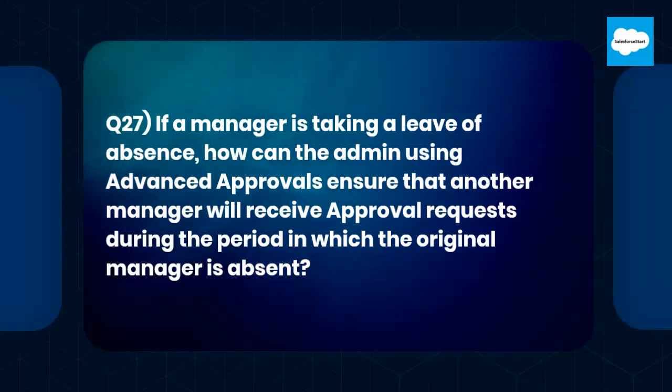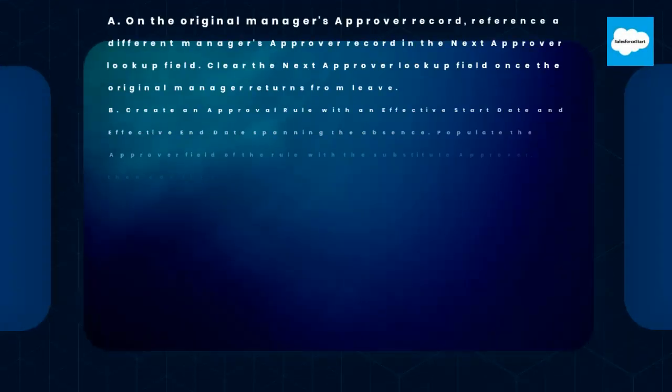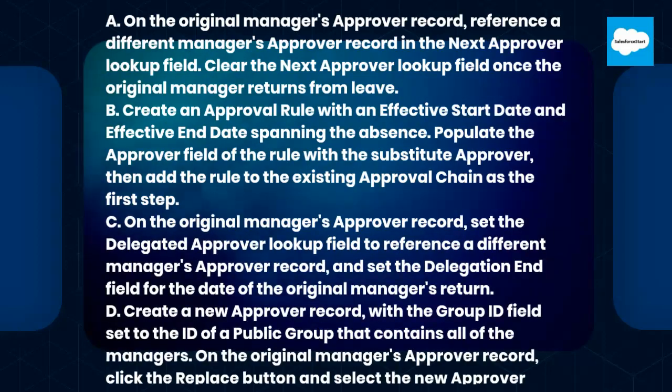Q27. If a manager is taking a leave of absence, how can the admin using advanced approvals ensure that another manager will receive approval requests during the period in which the original manager is absent? A. On the original manager's approver record, reference a different manager's approver record in the next approver lookup field. Clear the next approver lookup field once the original manager returns from leave.